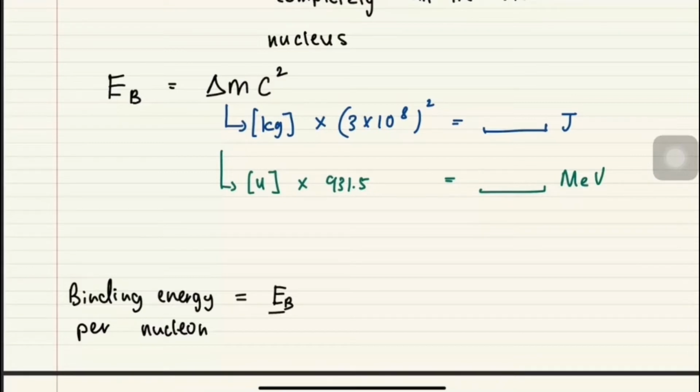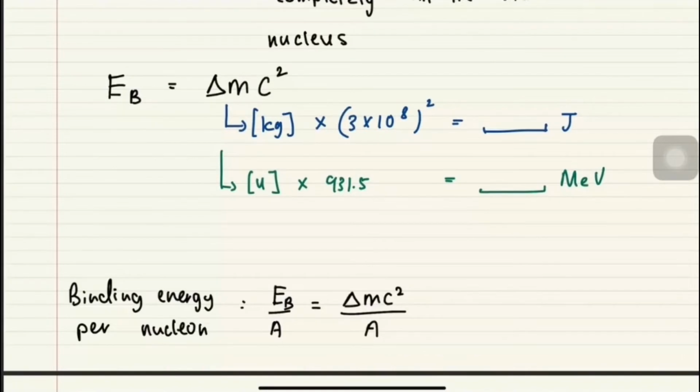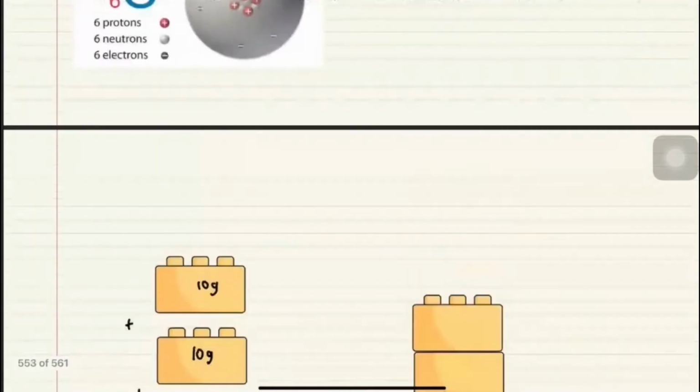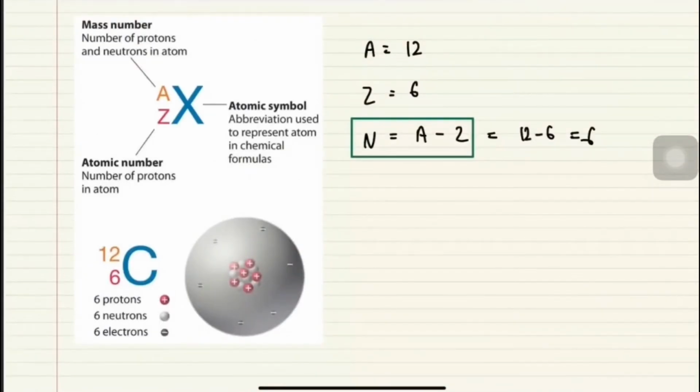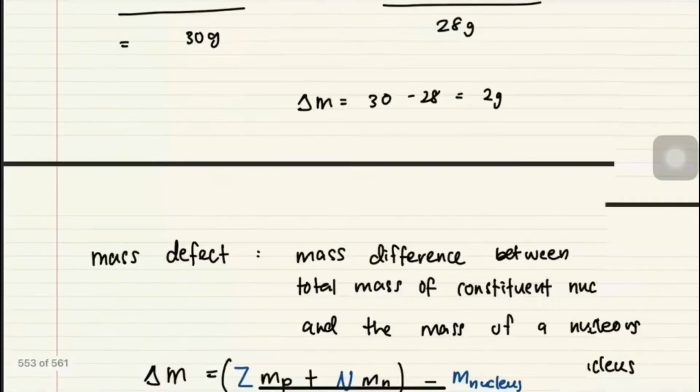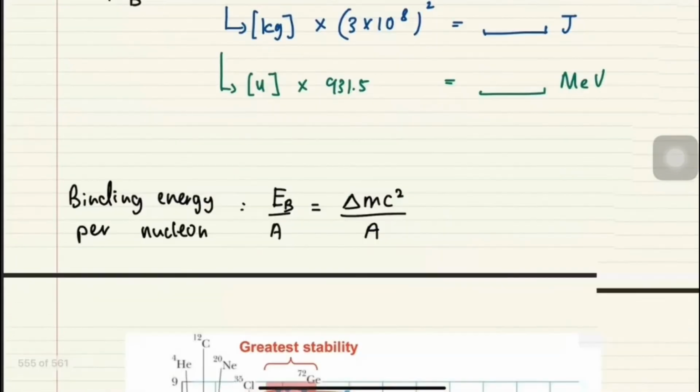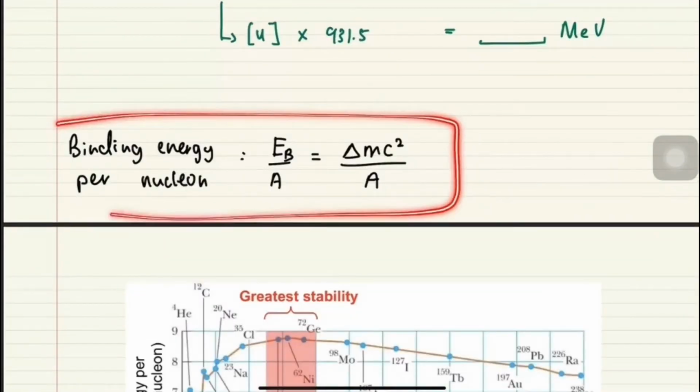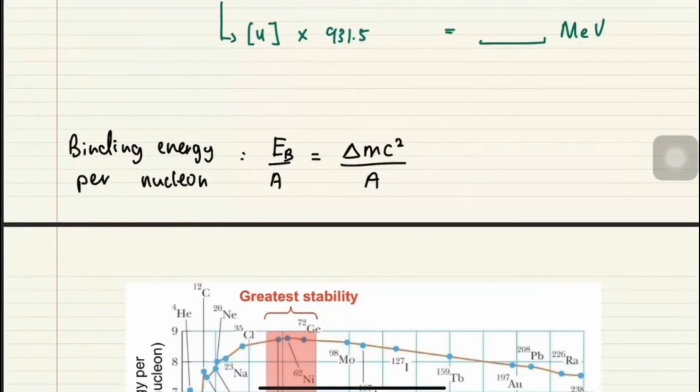The formula just now, delta MC square, now becomes delta MC square divided by A. A is basically the number of nucleons. If you got confused, A is the number at the top, the mass number, the number of protons and neutrons, or the number of nucleons. Basically, the bigger this value, the more stable it is.